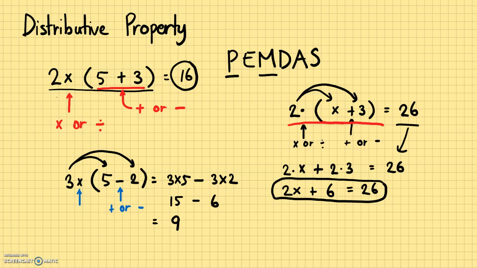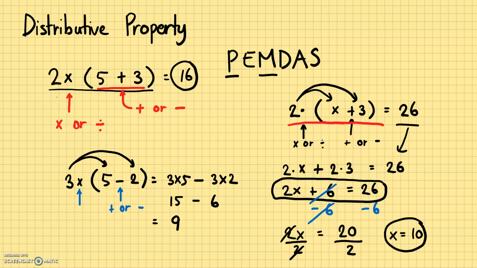You do the opposite of what's being done to the side with the x, so minus 6 on both sides. This is going to cancel. So we have 2x equals 26 minus 6 is 20. Again, we do the opposite to both sides. So x is going to equal 20 divided by 2, which is 10. So x is going to equal 10. So we can even use the distributive property when there are variables.